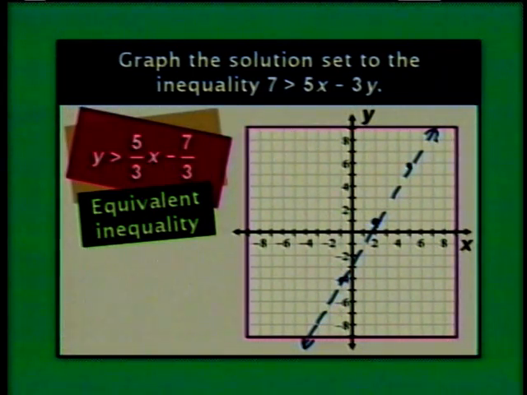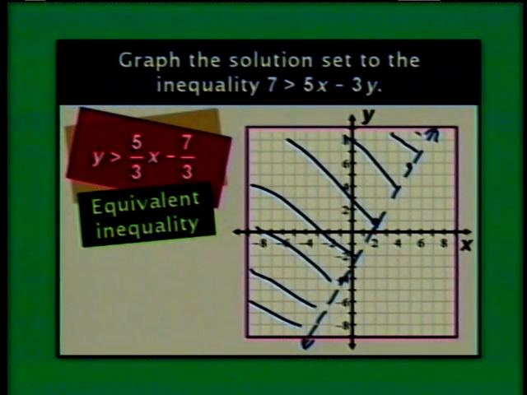So now we need to decide which half plane to shade. Do we want to shade above the line or below the line? y is greater than 5/3 x minus 7/3. We need to shade above the line. Lucky for us, once again, (0, 0) is in our proposed solution set, and I can mentally check.